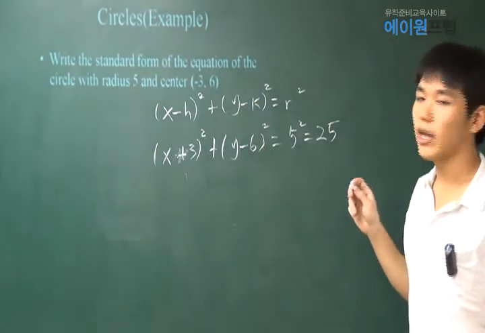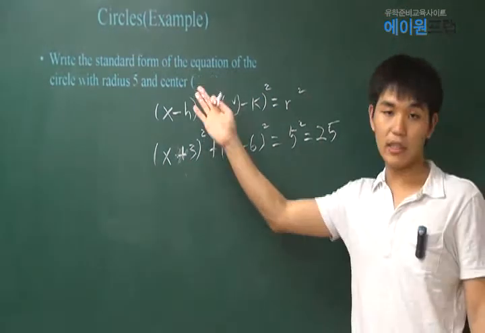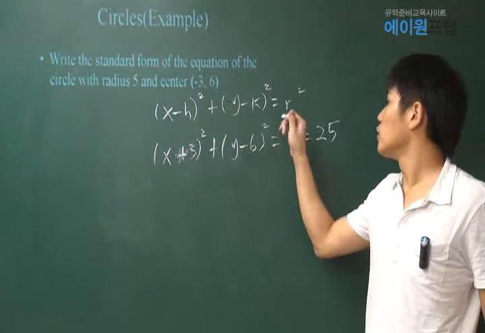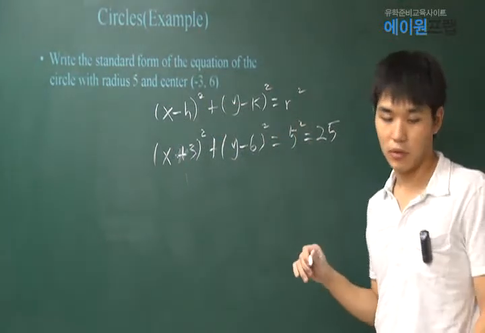So writing the equation of a circle is simple if you know the radius and the center. You just need to write the center in terms of h and k, then you write the radius squared at the end. So that is what we do for circles.